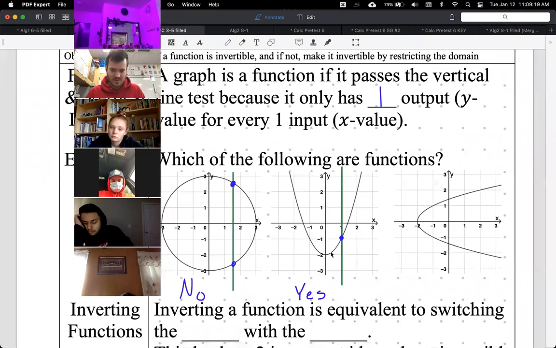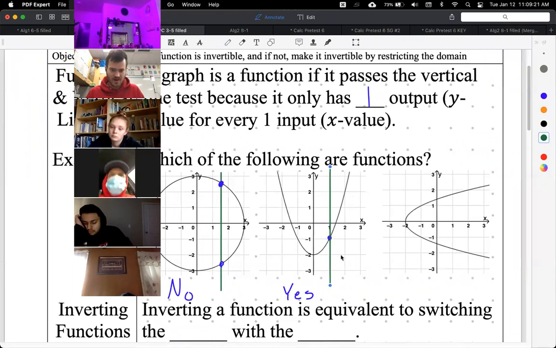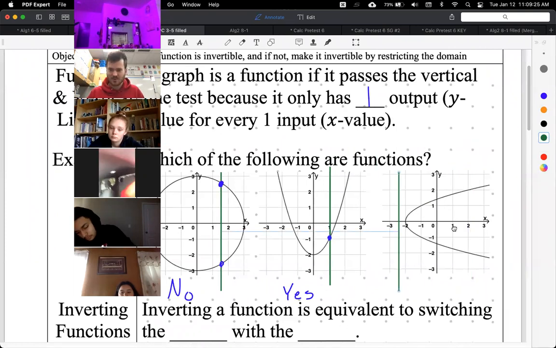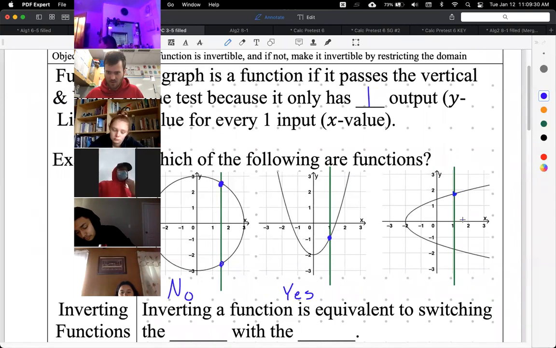And again, you do the same thing. You drag that line over here. Does it touch more than once? Most of the time it touches more than once. Like over here, it touches twice. So this is not a function. It touches once, twice. So the answer here is no, this is not a function.